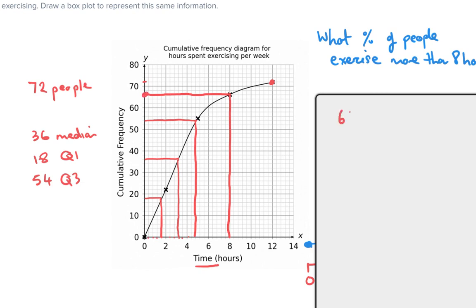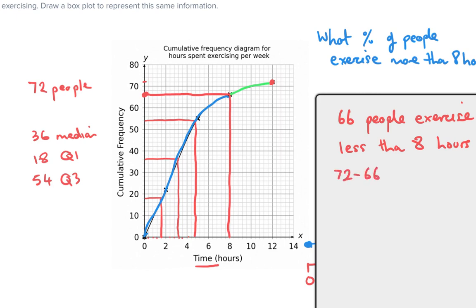So we know that 66 people exercise less than 8 hours, isn't it? Because the 66 people get up to this number here. This graph here is all the people that exercise under 8 hours. So therefore we're looking for this bit here. How many people exercise more than 8 hours? So of course what we're going to do is 72 minus 66 gives us 6 people. So 6 people exercise more than 8 hours.